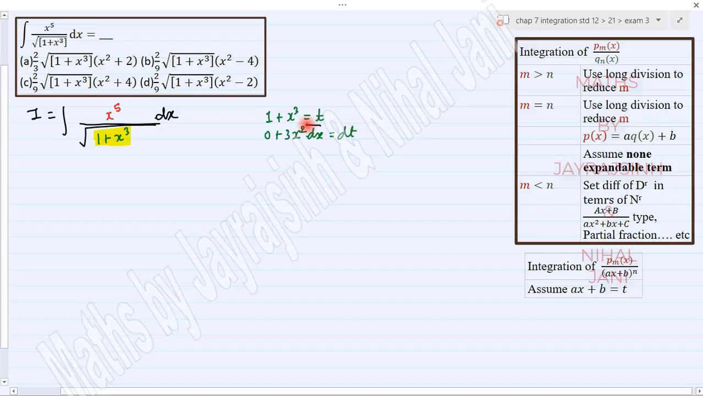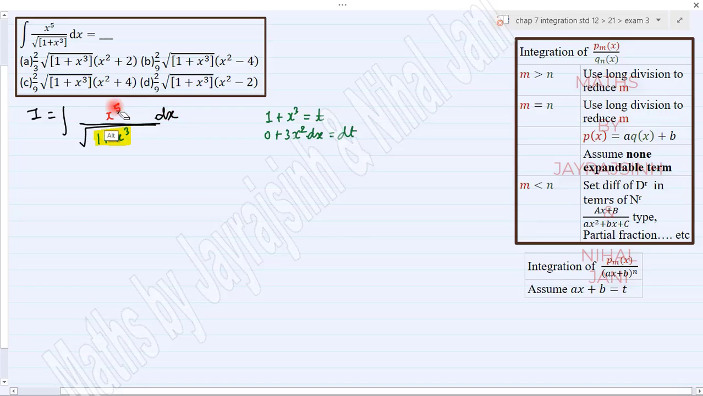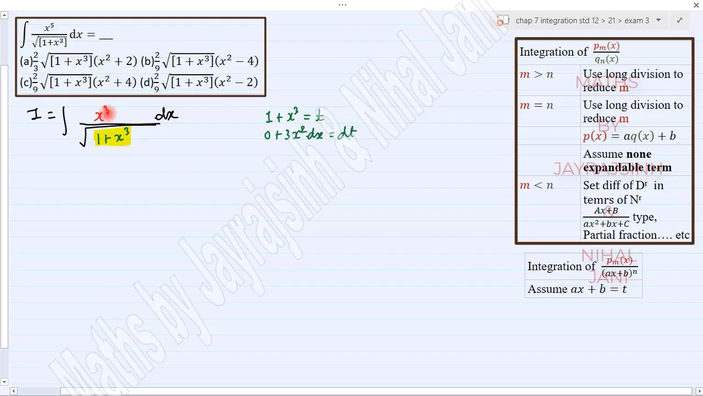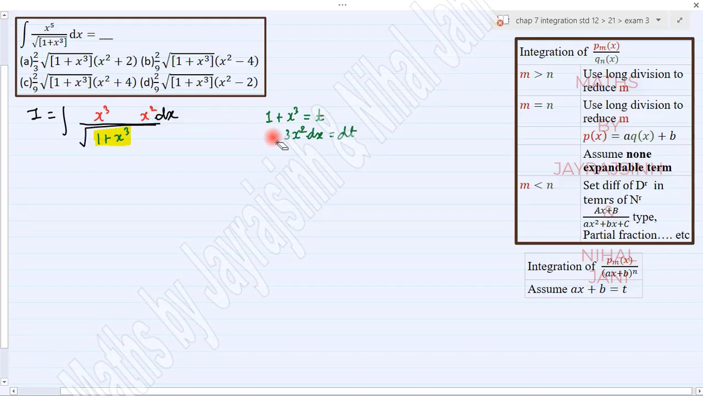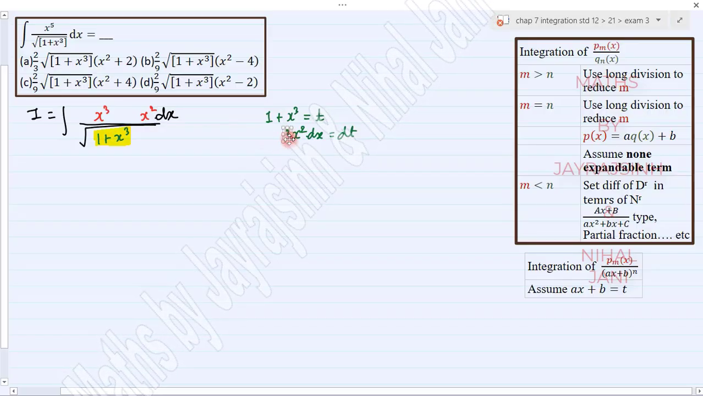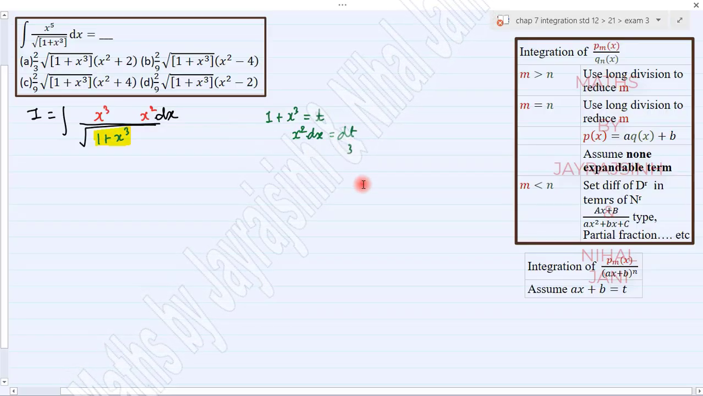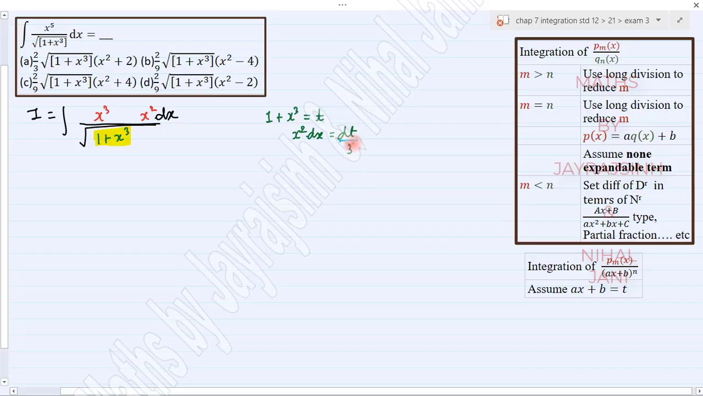That means we need x square within the multiplication of dx. So let's split this x raised to 5 in terms of x cube into x square. That's x square dx objective. So we should move this 3 on the right side. So we will get x square dx is equal to dt by 3.